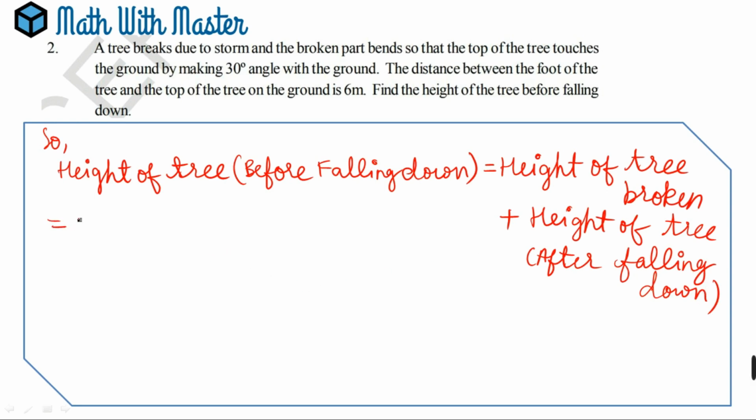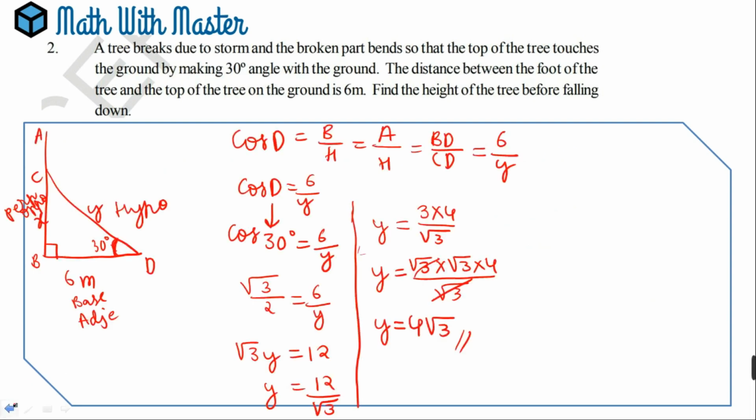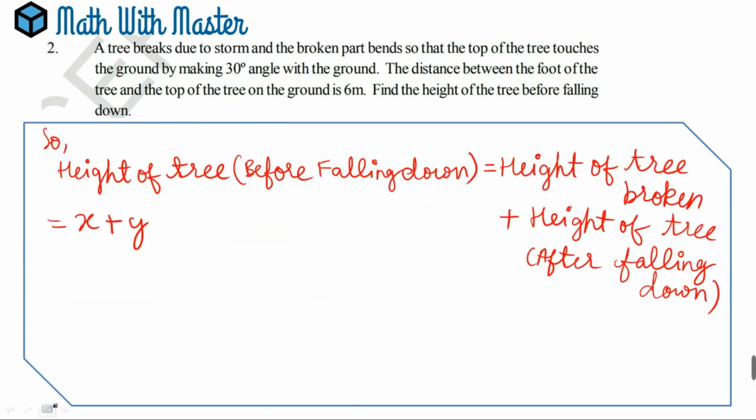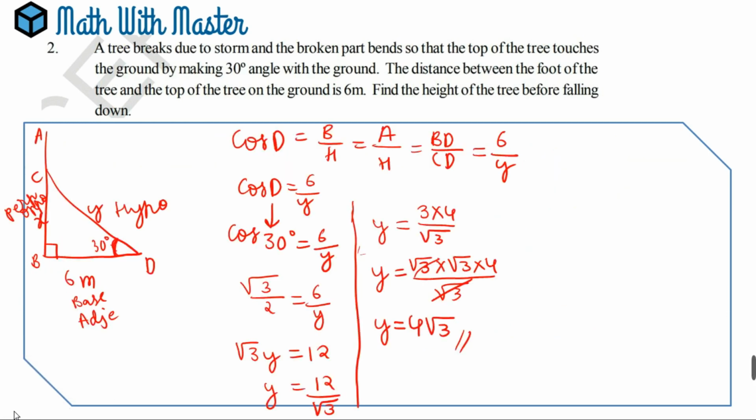So this will be equal to x plus y. You can see in this diagram also. This is the part which was broken, and this is the present part. So by adding this we will get the part before the storm. So what is x? The value of x.